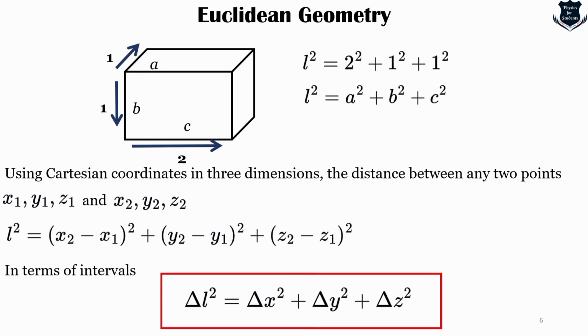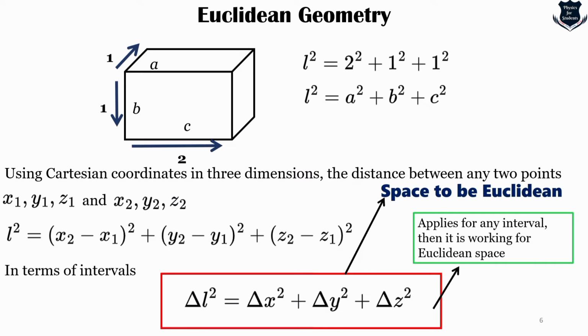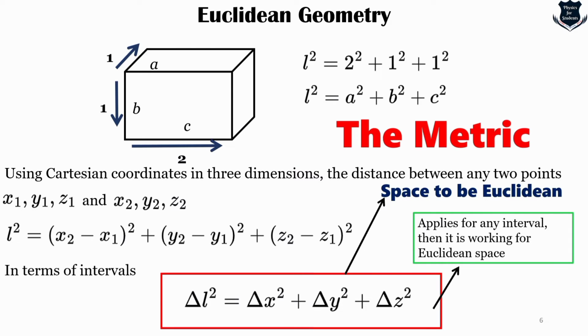Now why I'm showing you this delta, you will soon understand, because this is the first notion. We are trying to use Euclidean geometry in three-dimensional space, and the space has to be Euclidean in order to make it true, and this applies for any interval when working in Euclidean space, right? And this is where we arrive at the first fundamental mathematical concept, which is called the metric. The metric is basically a function that defines distance between 2 points. However, remember, this interval actually applies only when we are working in Euclidean space.